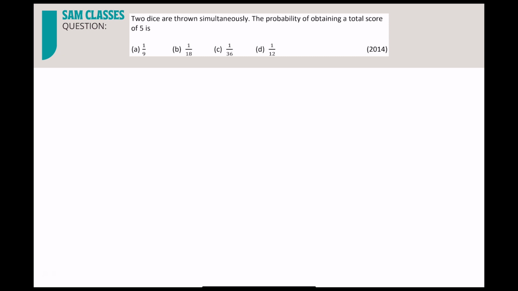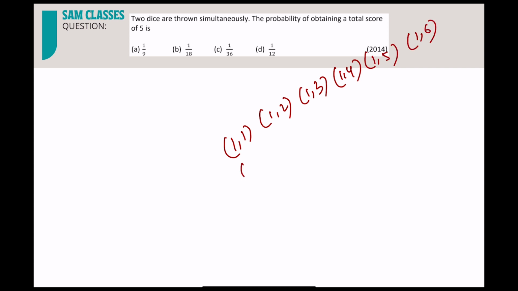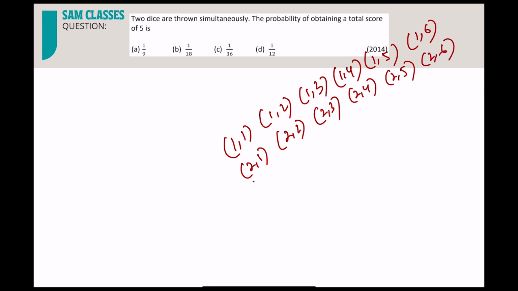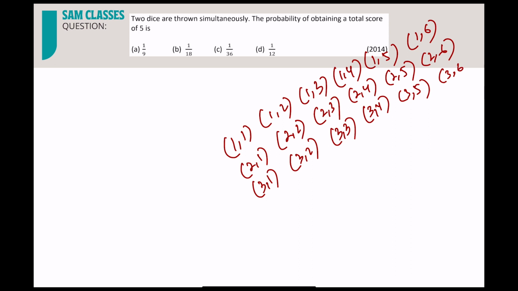Two dice are thrown simultaneously. Now this whole sample space, I'm writing it once. I won't write it for the upcoming questions. So see how we write. When you throw: 1 1, 1 2, 1 3, 1 4, 1 5, 1 6. Similarly it starts from 2 1, 2 2, 2 3, 2 4, 2 5, 2 6. Then 3 1, 3 2, 3 3, 3 4, 3 5, 3 6. Then 4 1, 4 2, 4 3, 4 4, 4 5, 4 6.